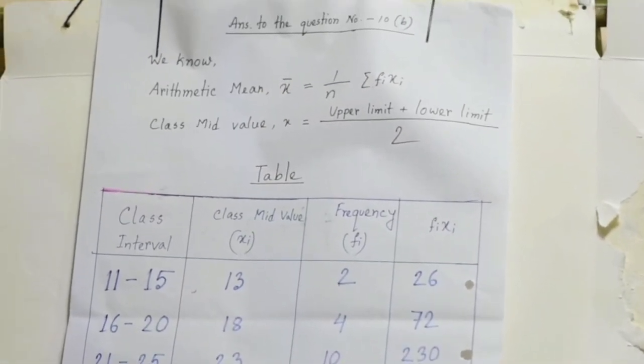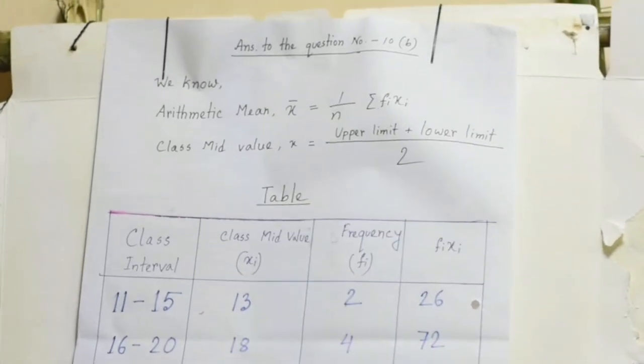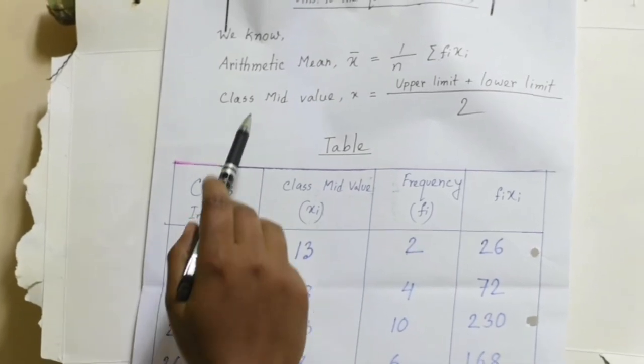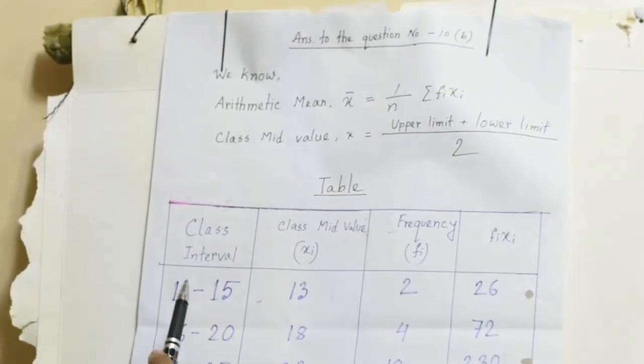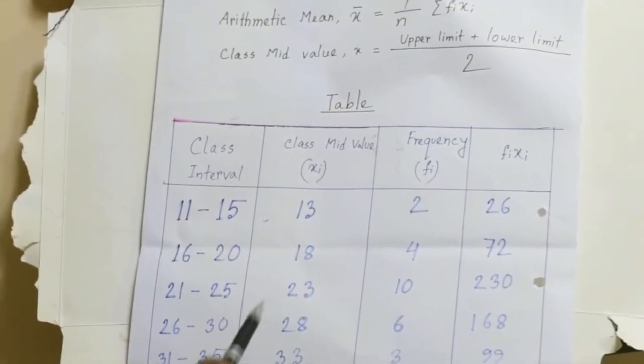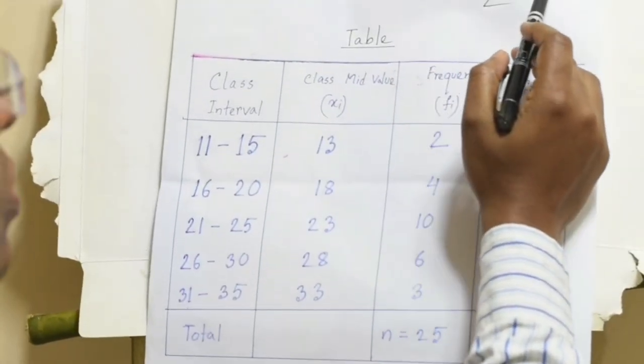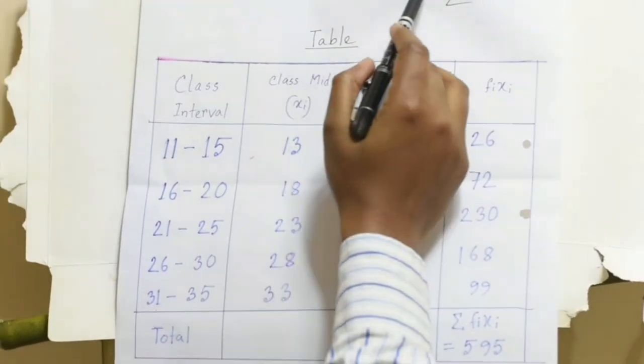We do not have xi. What is xi? xi is the mid value of a class. So the mid value of a class is x. How can we calculate x? Upper limit plus lower limit by 2. Upper limit plus lower limit by 2. What is the upper limit? What is the lower limit?